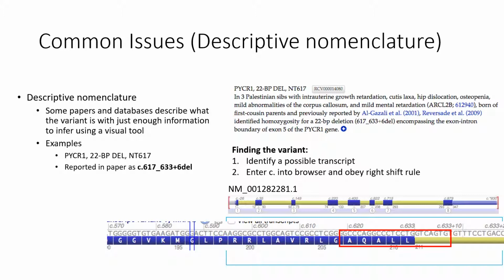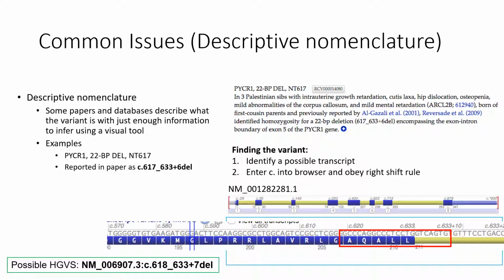And the question is sort of, do we delete the first G, the second G in that amino acid 206 glycine, or do we delete the intronic G at the end? The answer is we want to right shift this deletion and delete the G that is on the rightmost end, so that we will be deleting this sequence highlighted here in red, which gives us the HGVS expression of c.618_633+7 deletion.